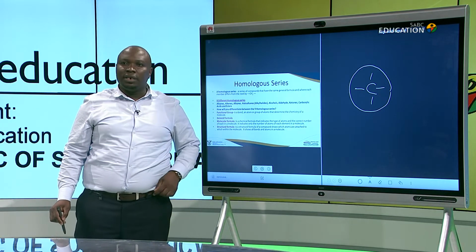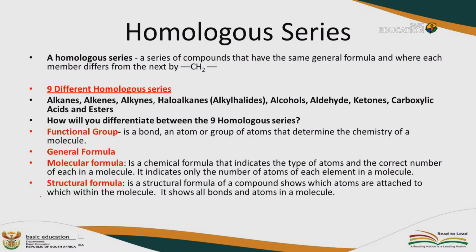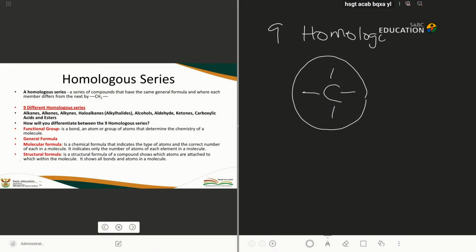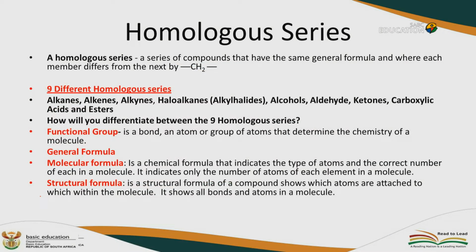Now, as we move forward, let's look at homologous series. Remember, I said there are 9 homologous series. For the entire study, for those 54 marks, it's all about these 9 homologous series. So let us be sure that you know all these 9. Now, what is a homologous series? A homologous series is a series of organic compounds that have the same general formula and where each member differs from the next by CH2.